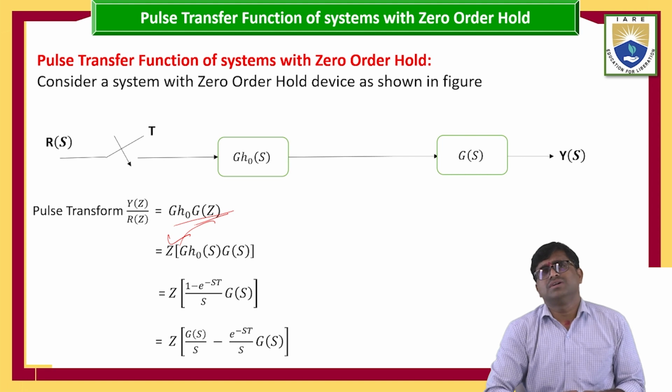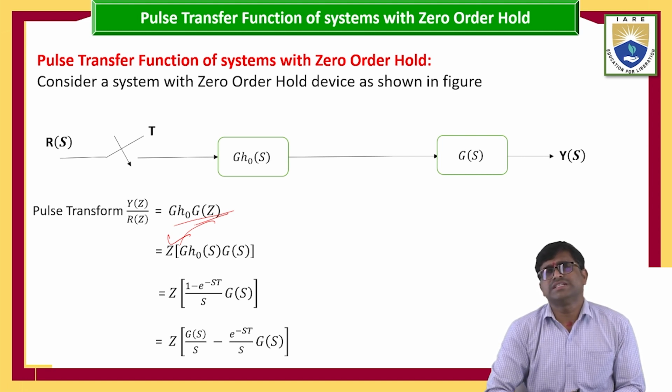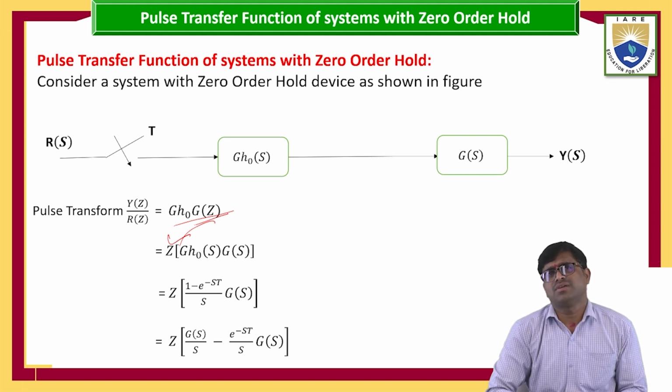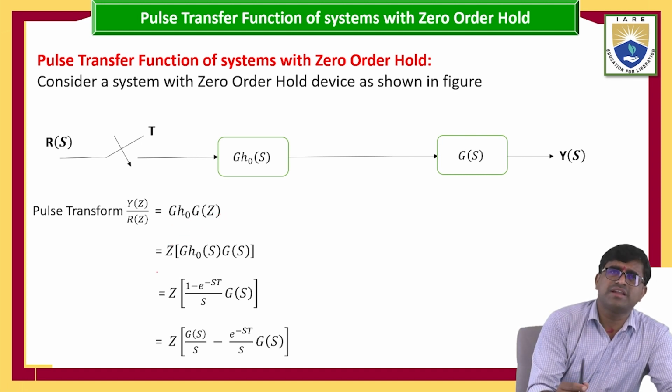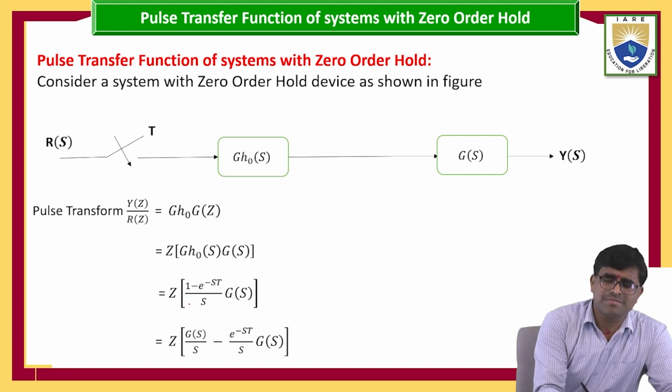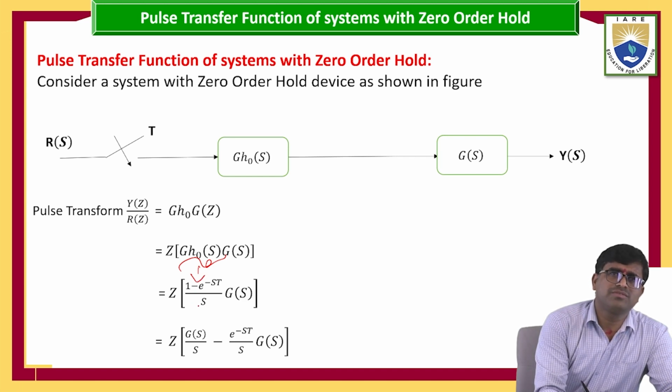The given function is the zero order hold function G H naught of S into G of S. What is the zero order hold equation? In the previous section we already discussed that it is 1 minus e power of minus T s, divided by s. That is your zero order hold device equation. This part is going to be multiplied with G of S. Now apply the Z transform.